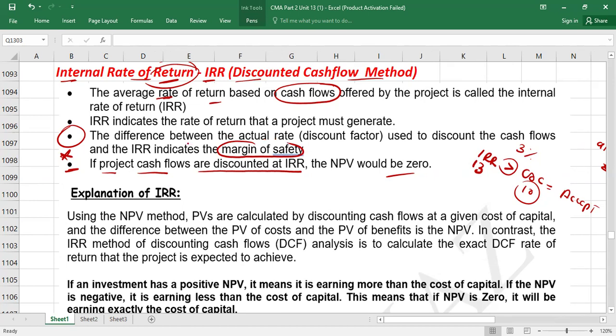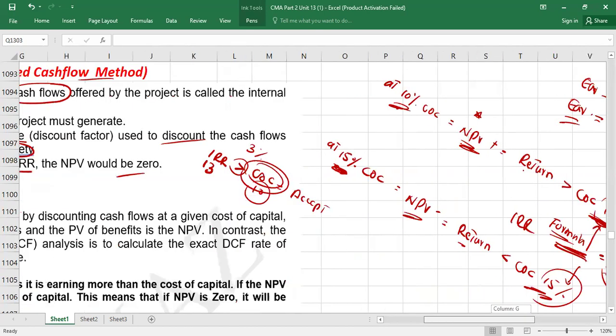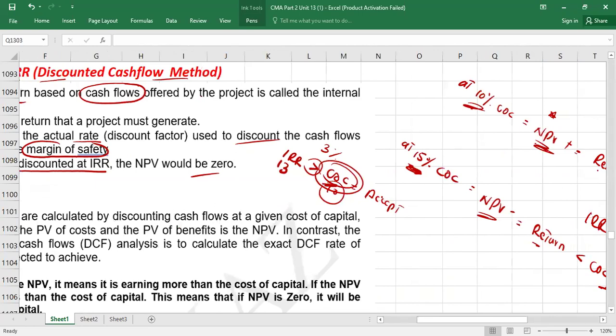It means the difference between the actual rate, this 10%, which is the original discount rate used to discount the cash flow, and the IRR indicates the margin of safety. Please guys, don't mix this cost of capital here with the cost of capital in my earlier example, because that was just for proof that whenever you keep discount factor equal to cost of capital, NPV will become 0. This is the definition of IRR. But this cost of capital means the original cost of capital, where NPV is first calculated. I'll show you, don't worry.